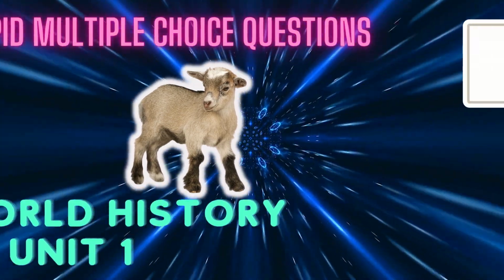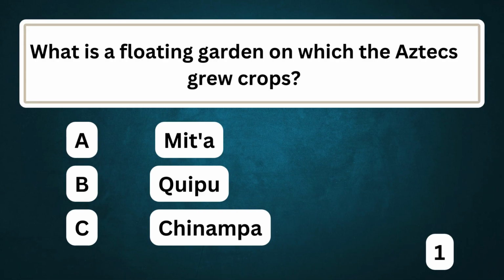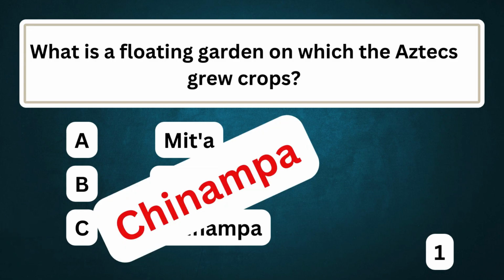Let's begin. What is a floating garden on which the Aztecs grew crops? Chinampas were floating gardens used by the Aztecs for agriculture.